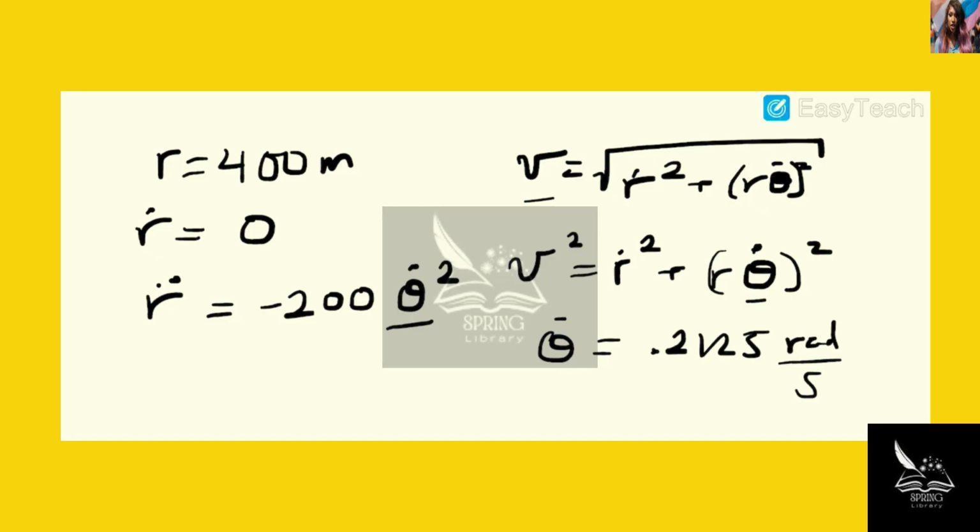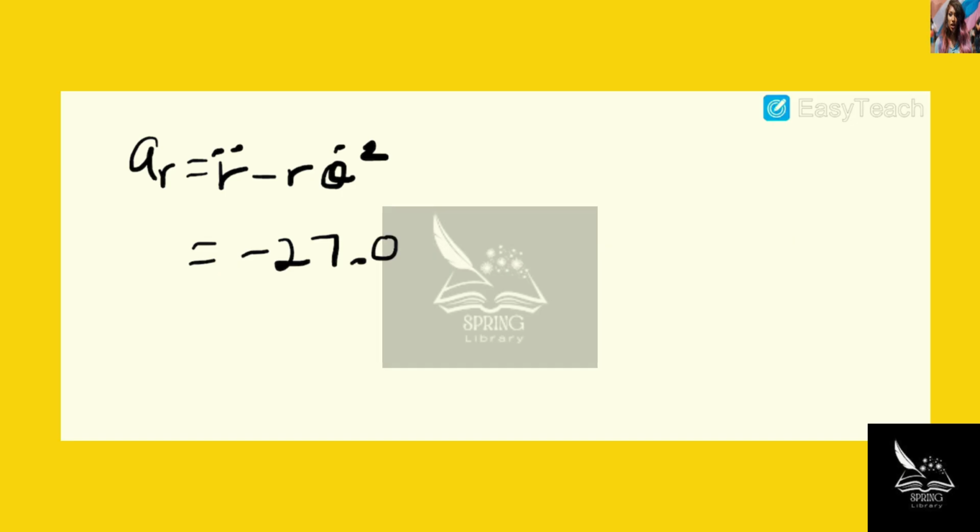Now we can solve for this because we know r dot is equal to 0 and we know v, which is given to us, is 85 meters per second. Next, what we can do is we can go ahead and solve for acceleration in the radial direction. We know that ar is just equal to r double dot minus r theta dot squared. This gives us that ar is equal to negative 27.09 meters per second squared.